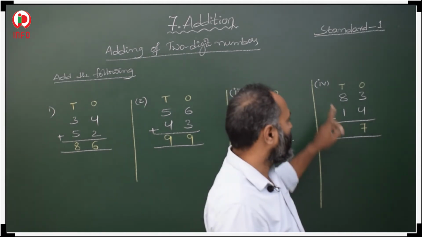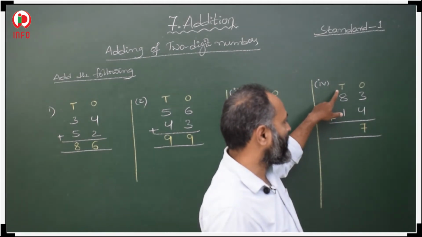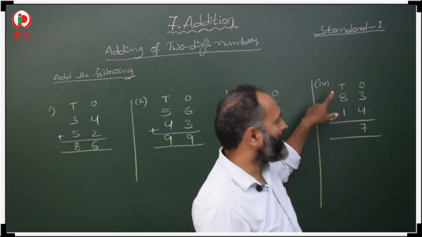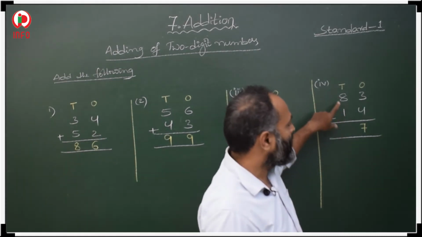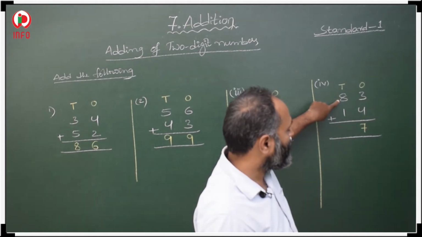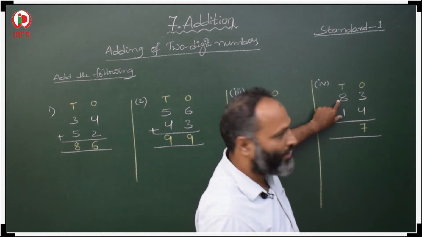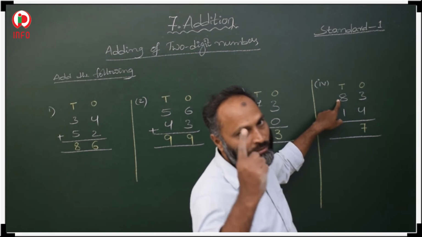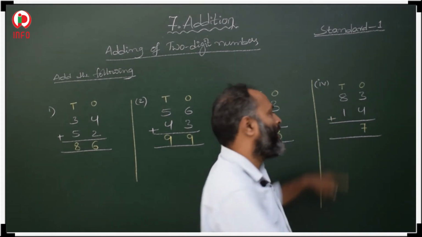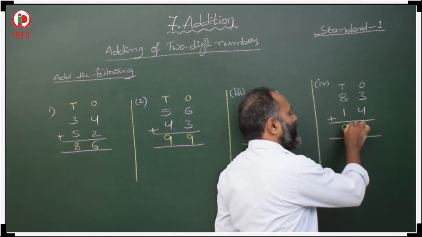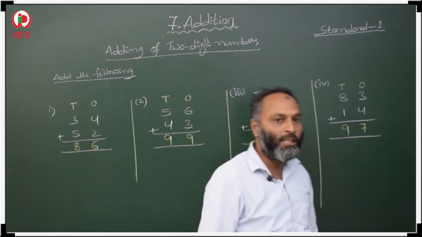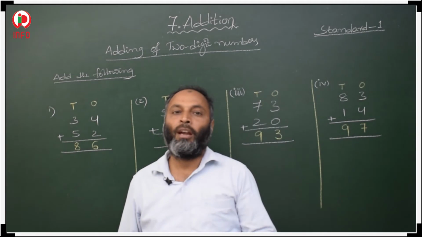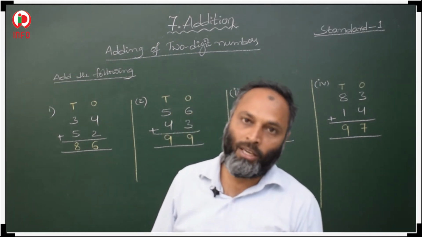Now next tens place. In tens place 8 is there and 1 is there. So we have to add 8 and 1. So keep your finger on 8. And what is there? One more number, 1. So you have to add that one. 8 plus 1, 9. 9 you take in tens place. Then 97. So in this way we have to add if 2-digit numbers were given. Okay.